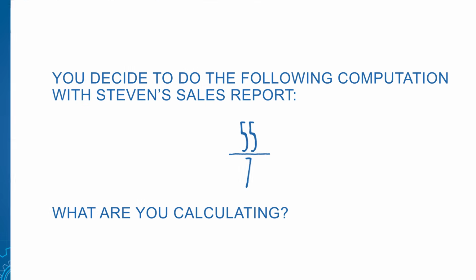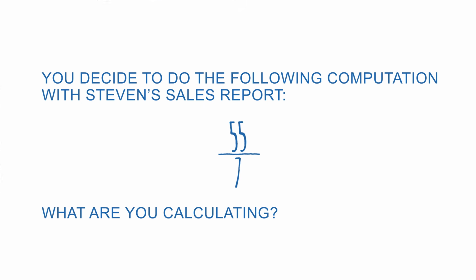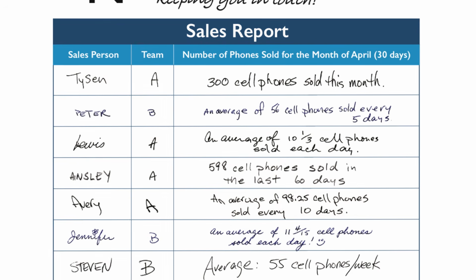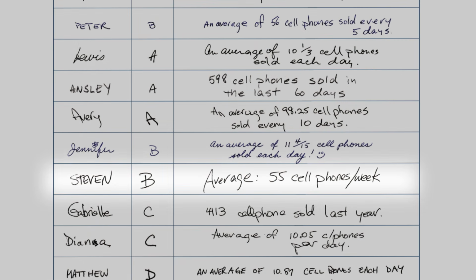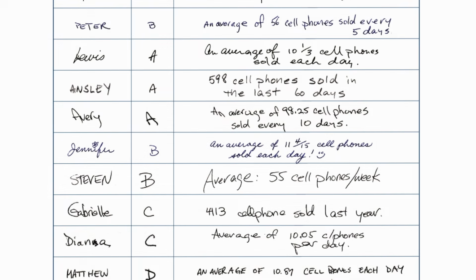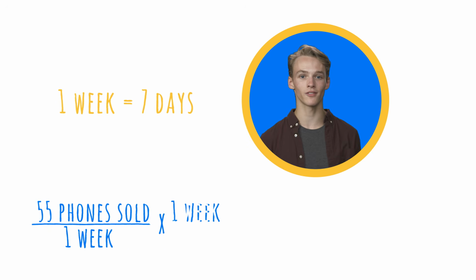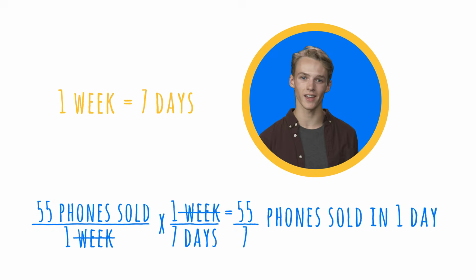Here's the question. You decide to do the following computation with Stephen's sales report. 55 divided by 7. What are you calculating? To find the answer, let's check the sales report. On average, Stephen sold 55 phones in 1 week. Well, there are 7 days in 1 week. So if I divide 55 by 7, I will find the average number of phones Stephen sold in 1 day. Let's check the choices below to see if one of them matches this reasoning.